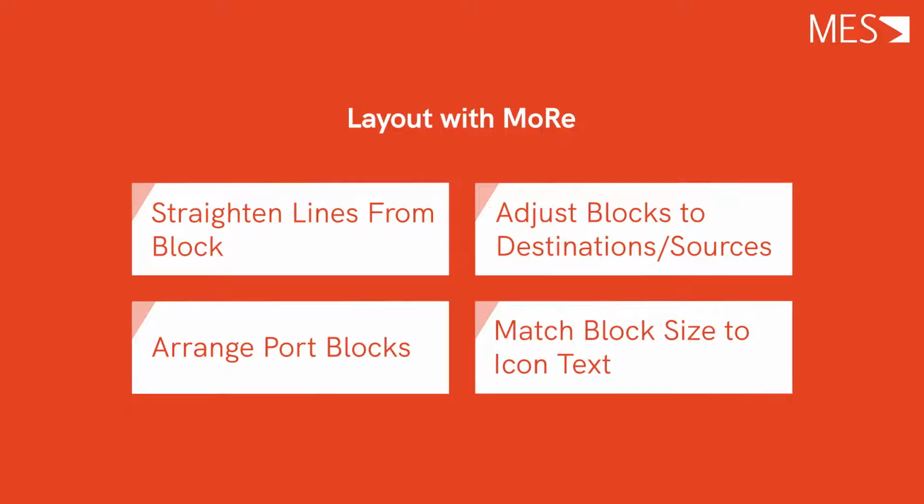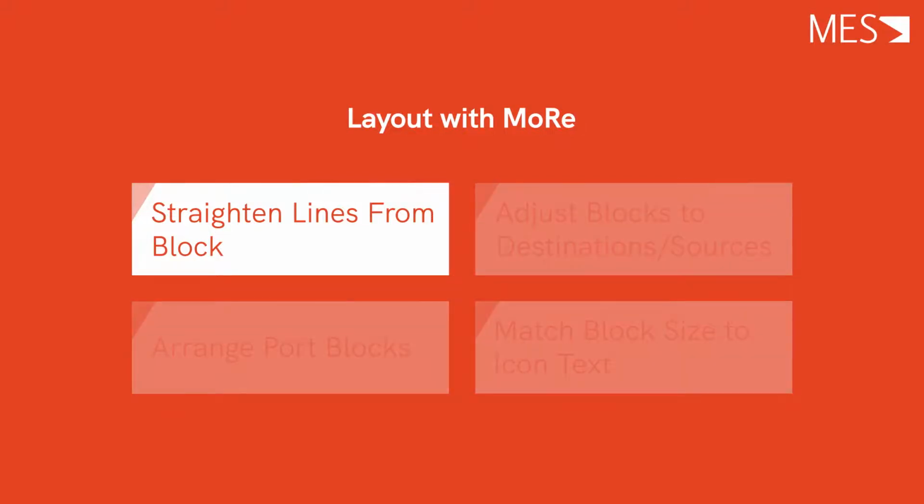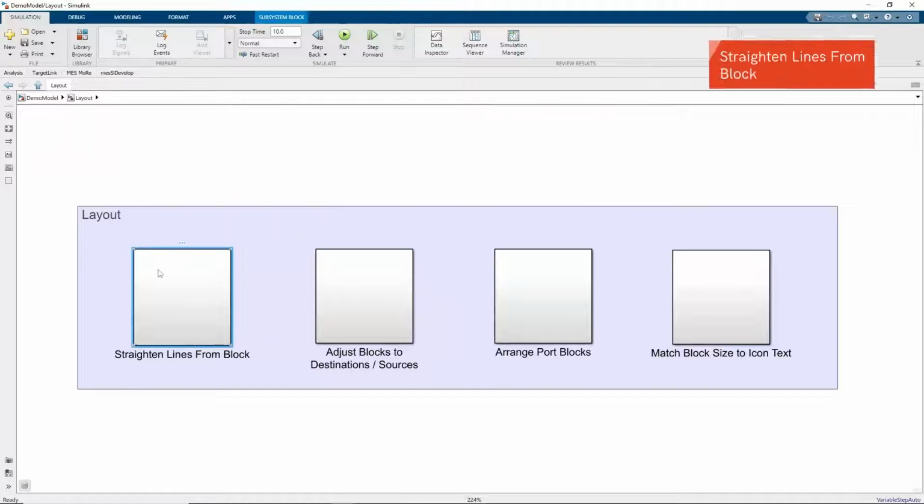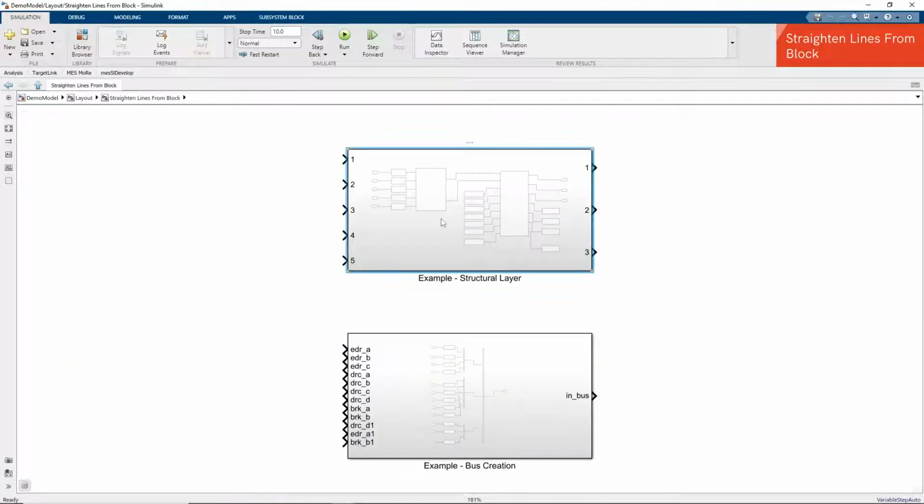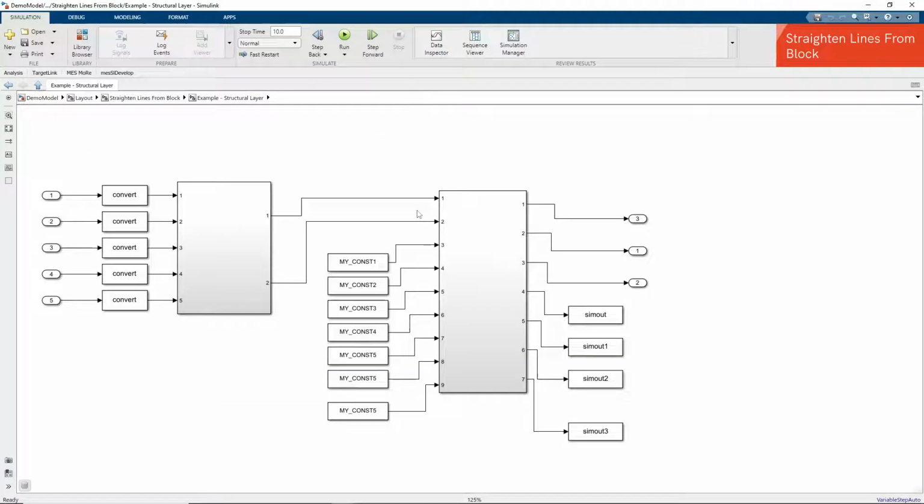Let's start with one of the most frequently used actions called Straighten Lines from Block. Imagine you're working on this subsystem and you have just added new blocks and signal lines in this area. Now you want to easily and quickly improve the layout.